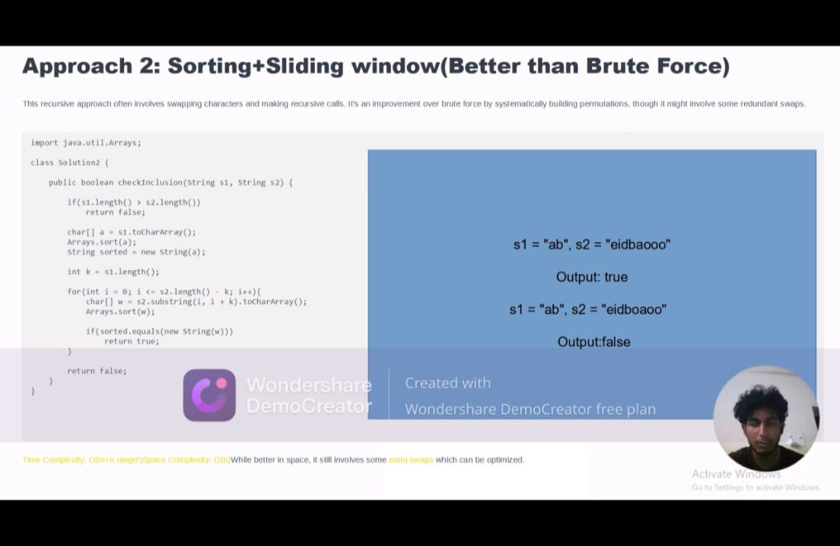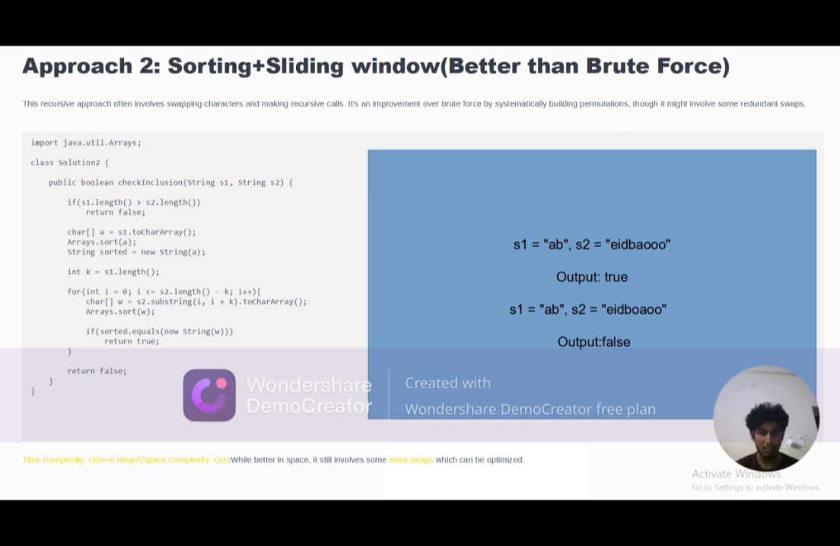Here we used Arrays.sort(a). It sorts the array a, and the sorted string is stored as new String(a) in the sorted variable. Here int k is equal to s1.length; we know k is initialized with s1.length. Then we use a for loop and another character array w, which is also sorted. If the sorted array a and the sorted array w are equal, it returns true, or else it returns false. This is the sorting plus sliding window approach.